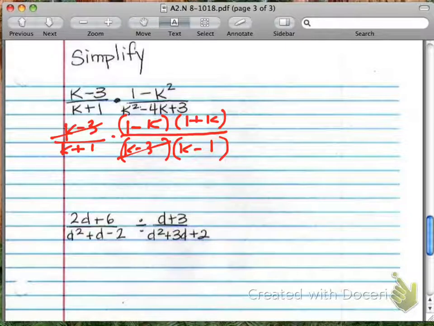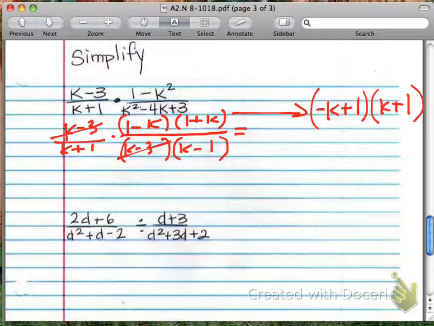Okay, let's look at it this way. What if I changed it around? What if I said, and I'm just looking at the top here, now I have negative K plus 1, and then K plus 1, right? Because addition is commutative, meaning I can move it around whichever way I want to. Subtraction is not commutative, but what did I do here? I didn't make it subtraction, I made it addition by keeping this negative, so I switched around. That's one thing I could do.